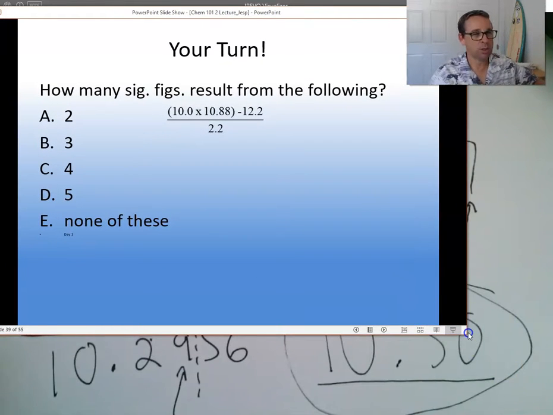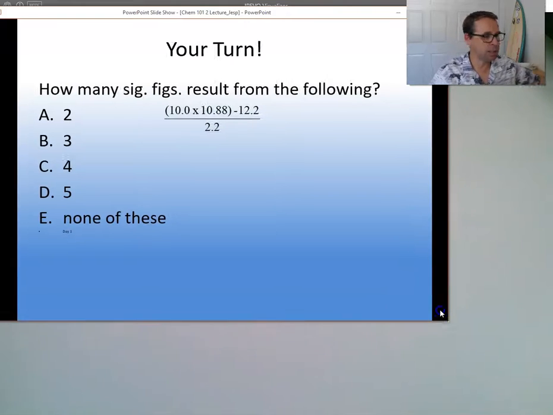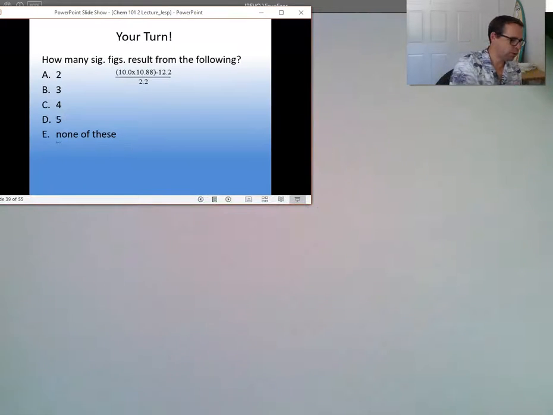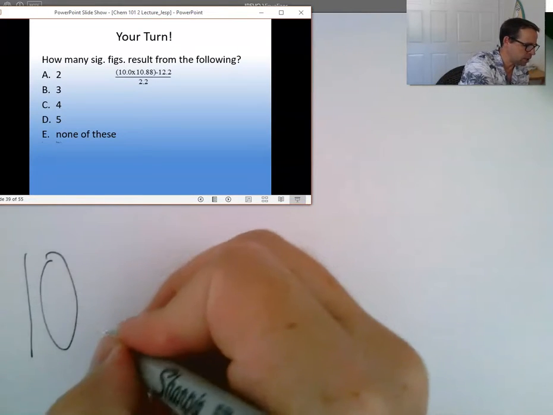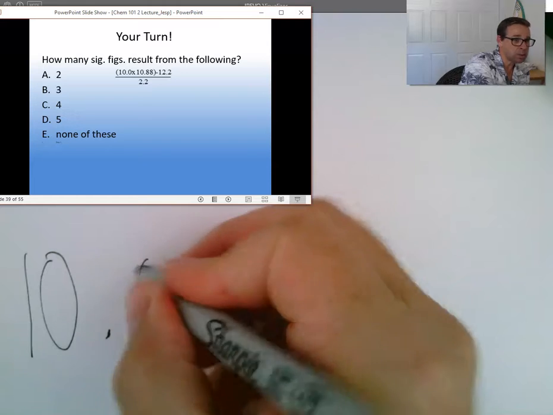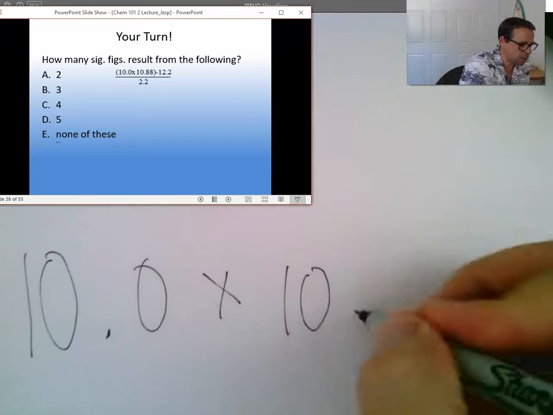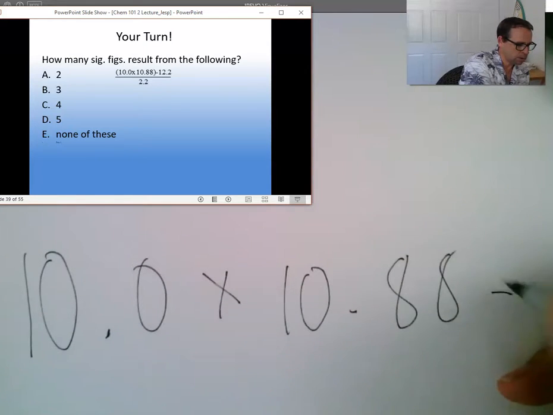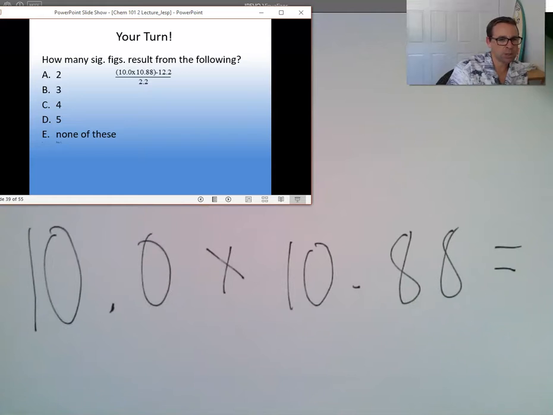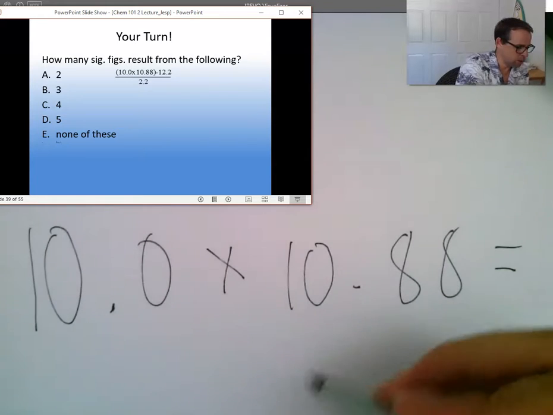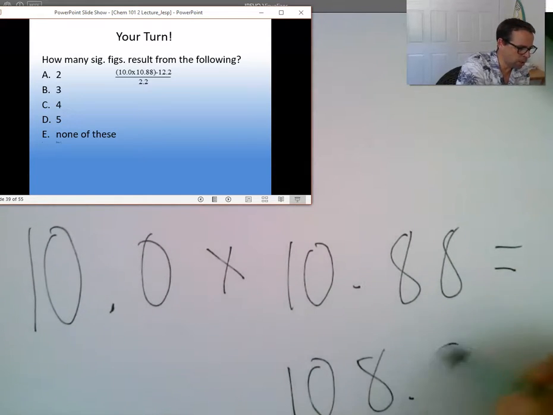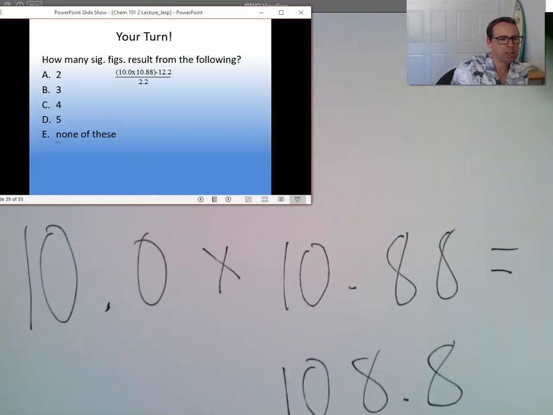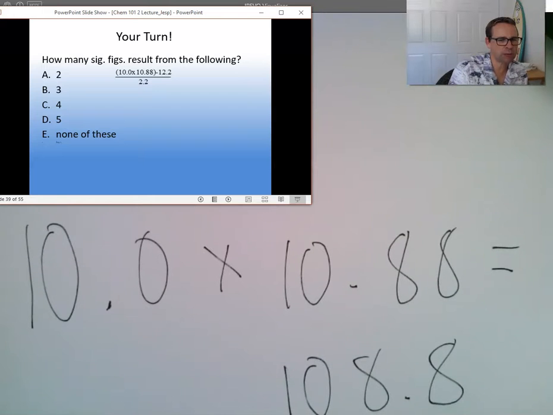So the first thing we're going to do is our 10 times our 10.88. All right, so if we do that problem first, 10.0 times 10.88. All right, our answer, I can put it in the calculator, it'll be 108.8. But how many significant digits should this answer have?